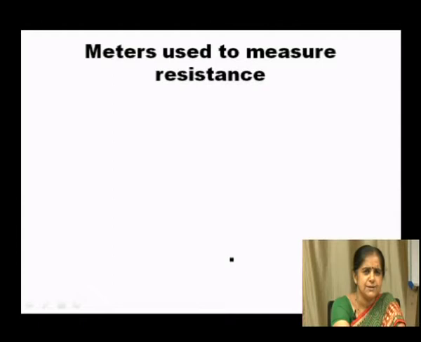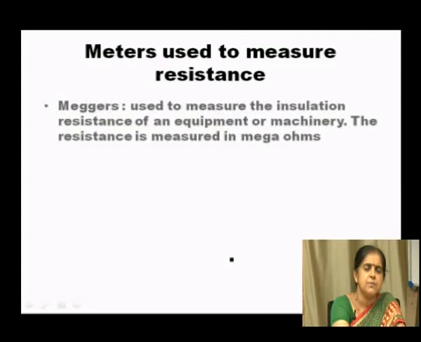Now, let us look into the instruments which are used to measure the resistance. What are the instruments which are used to measure resistance? There are many different varieties of instruments which are used to measure this parameter. One of the important types of instrument is meggers. Meggers are used to measure the insulation resistance of an equipment or machinery. Usually meggers are used to measure high values of resistance. Therefore, the resistance is measured in mega ohms. Wherever there is high resistance in the circuit, usually in the measurement of the insulation resistance of the equipment or cable or machinery, meggers are used. So, they measure the resistance in mega ohms.